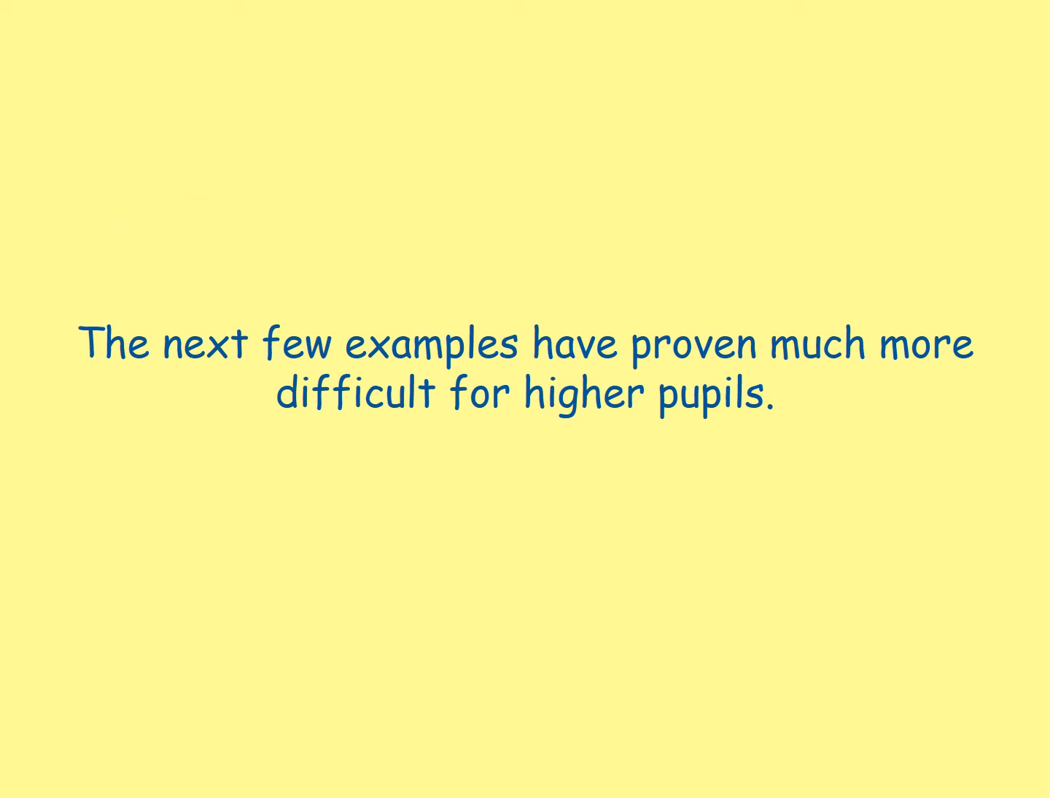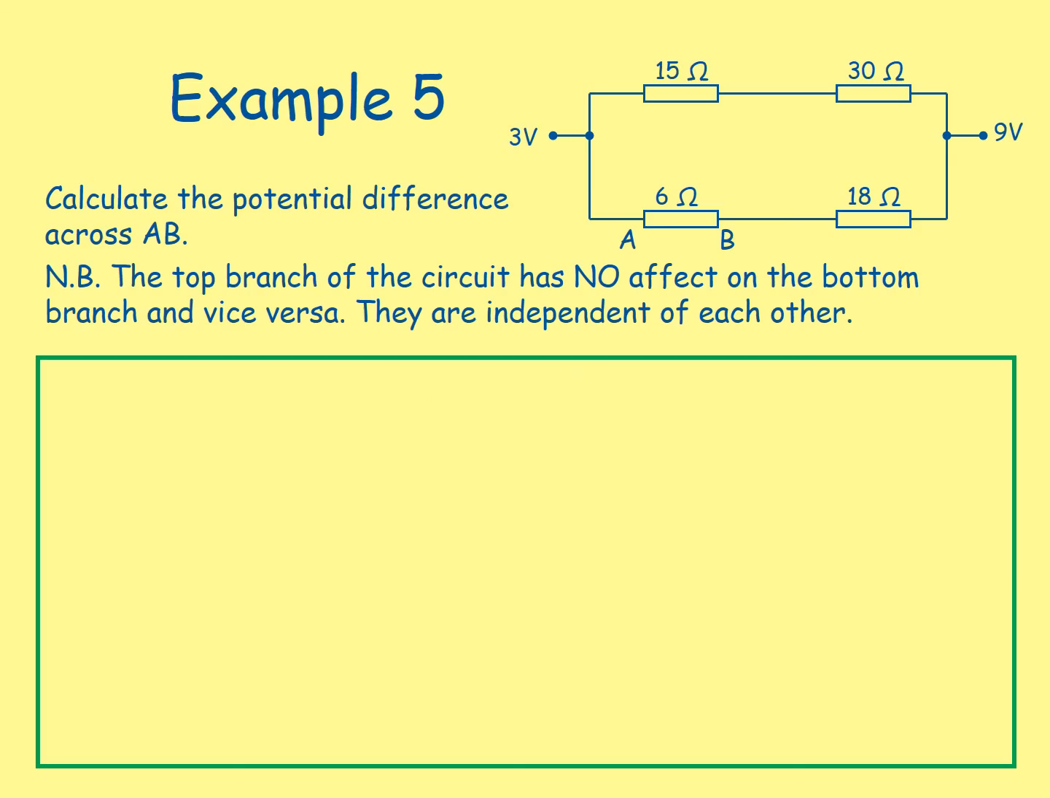The next few examples have proven much more difficult than the ones we've just done for higher pupils. Example 5. Calculate the potential difference across AB. A crucial piece of information here is that the top branch of the circuit has no effect on the bottom branch, and vice versa. They are completely independent of each other. If we want to calculate the potential difference across AB, we want to first have the current to do this, so we can use our Ohm's law.